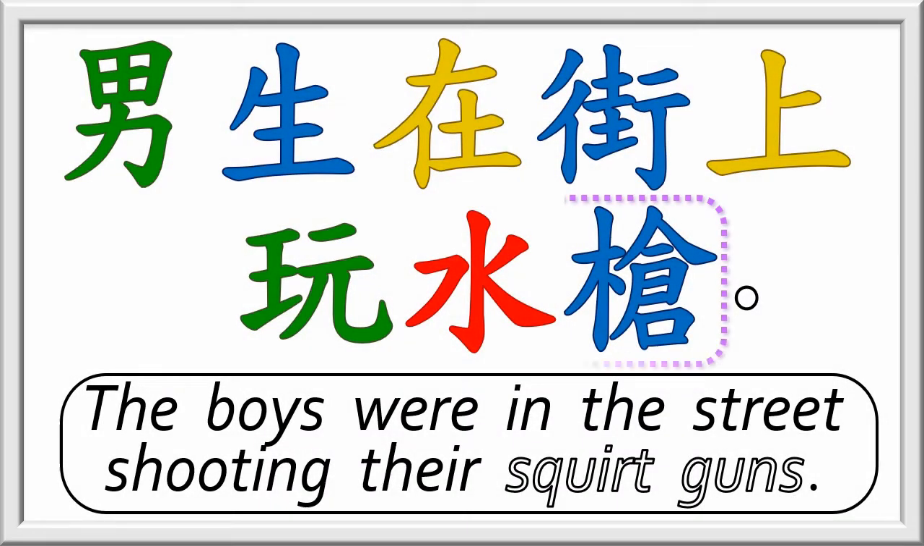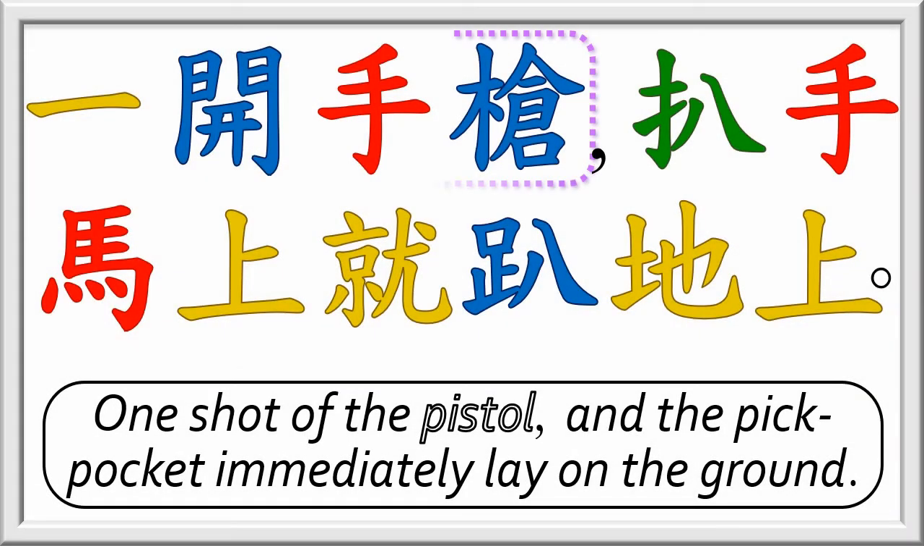Spears and javelins are not in common use today, so these next expressions refer to modern inventions. 男生在街上玩水枪. The boys were in the street shooting their squirt guns. 一开手枪，扒手马上就趴地上. One shot of the pistol and the pickpocket immediately lay face down on the ground. This does not mean he was hit, but that he was too afraid to keep running.